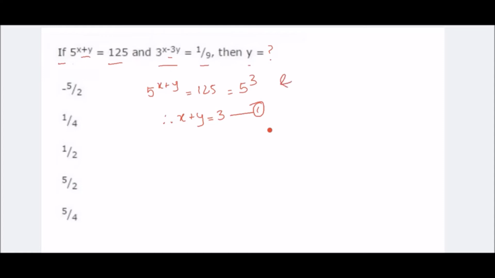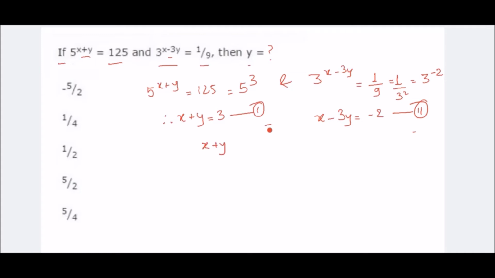Then from the next, 3 power x minus 3y is equal to 1 by 9, and that is 1 by 3 square, and that will be 3 power minus 2. So the equation will be x minus 3y is equal to minus 2. That's our second equation. So we will solve the first and second equations.